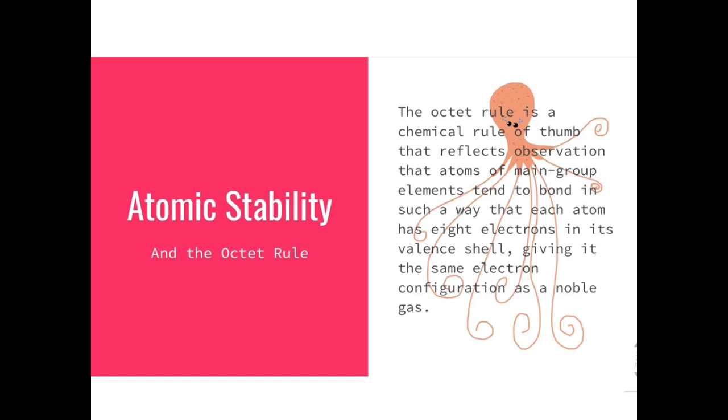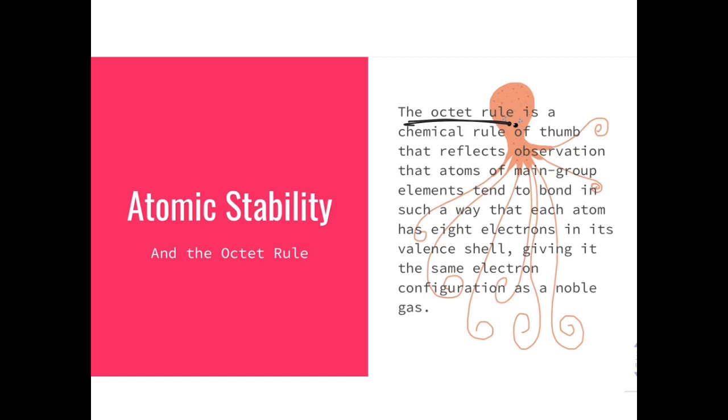So when elements bond together, they actually do so to follow this octet rule. And the octet rule states that elements tend to bond in such a way that each atom has 8 electrons in its valence shell. And remember, a valence shell is a fancy way of saying outer energy level, giving it the same electron configuration as a noble gas.